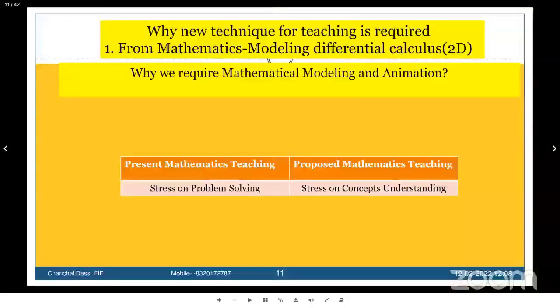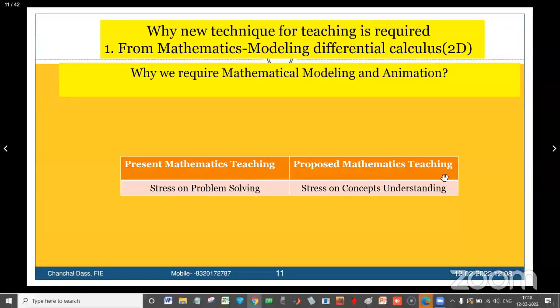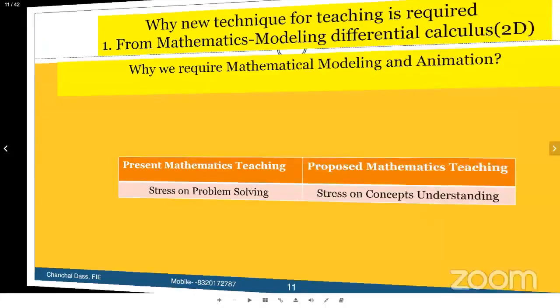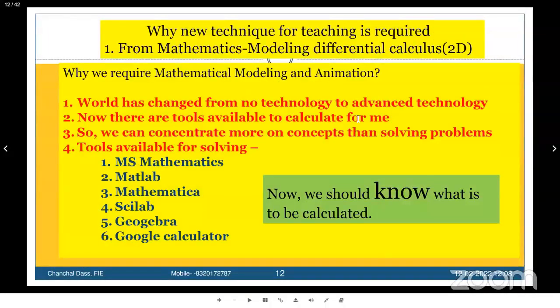So my first question: why do we require a new teaching technique? First thing is that at present, whatever we try to teach in mathematics, we stress problem solving. We tell the student to learn a formula and try to solve this, and we test whether the student has learned that formula or not. But we never stress concept understanding. So our education system at present is not stressing concept understanding, but rather problem solving. I think we should change this trend, and I'll explain the reasoning for this change.